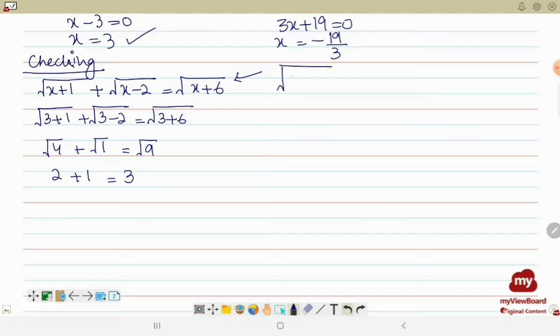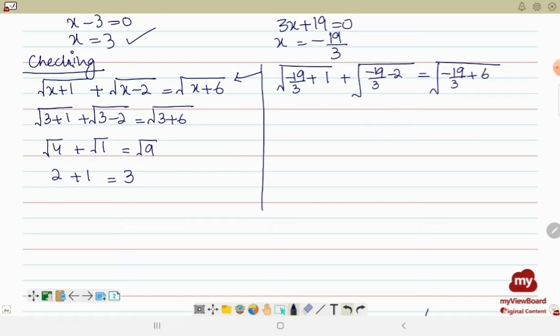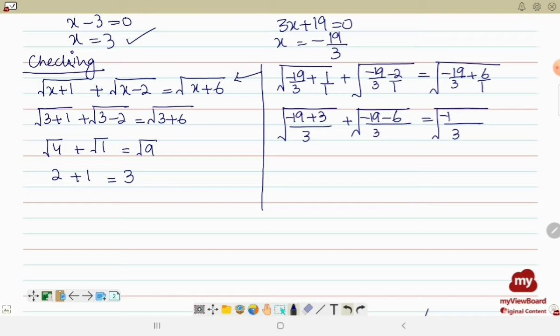So for x equal to minus 19 by 3, we are going to have, let's draw a margin. So minus 19 by 3 plus 1 plus minus 19 by 3 minus 2 equals minus 19 by 3 plus 6, right? So again, there are two fractions. We are going to make them a single fraction so that we can see left hand side is equal to right hand side or not. So we are having 3 as an LCM. We'll write down the numerator, and on the right hand side too, we'll write down the numerator. So we'll solve it further.